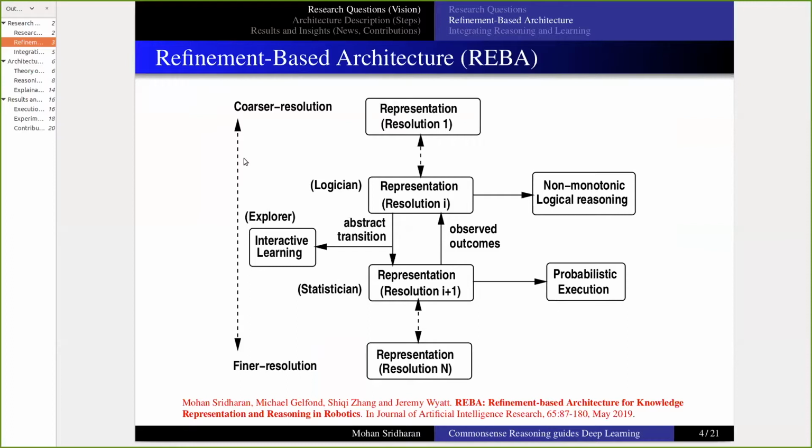So in that context, we can think of this agent or robot to internally have this logician, statistician, and an explorer. And I will primarily in this talk be focusing on this explorer bit of things, of doing this learning and trying to also provide some explainability. But as you can see from this picture here, it is bringing into play things like non-monotonic logical reasoning, probabilistic execution. But if you're interested in that part of things, I encourage you to look at this paper.